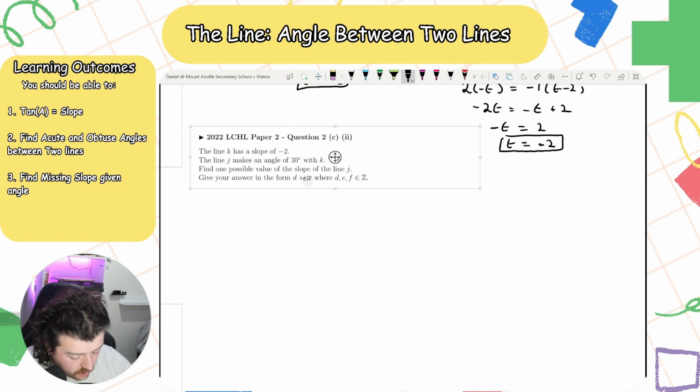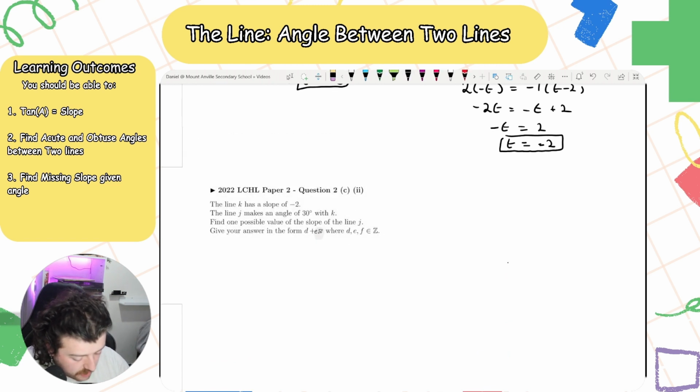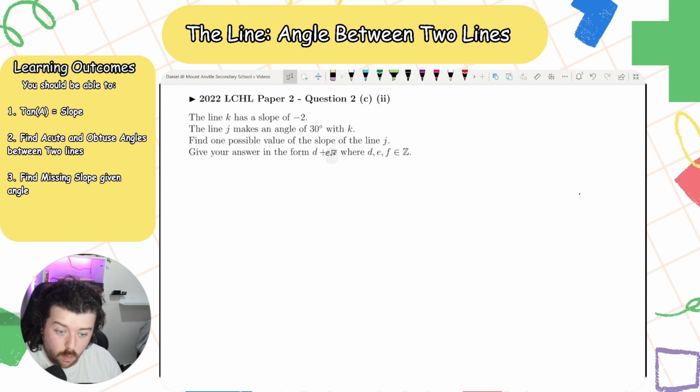So let's look at this other question here. This is from the 2012 paper. The line K has a slope of minus 2. The line J makes an angle of 30 degrees with K. Find one possible value of the slope. So I don't need to find the two of them, I just need to find one of them, thank heavens.